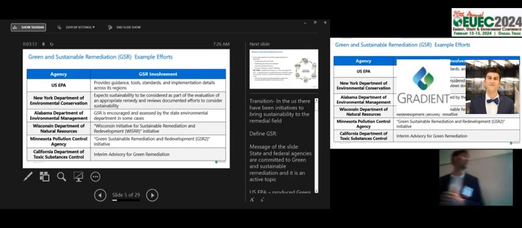Green and sustainable remediation efforts have been put forth across many U.S. agencies and state agencies. Green and sustainable remediation really is just the focus of not so much the groundwater protection standards and achieving the primary standards, but also thinking about the secondary standards when creating an environmental design. So considering environmental effects, local community, things along these lines. I've listed just a few examples, but in most states, there's some sort of activity or initiatives put forth by environmental departments.